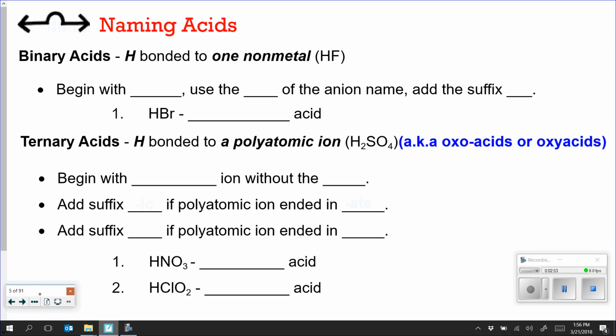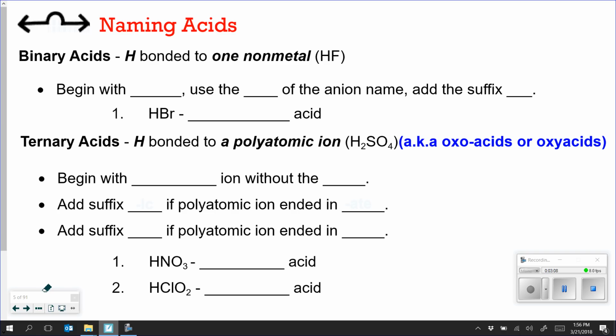We're going to talk a little bit about naming acids. This is just a refresher slide. If you are still confused about how to name acids, it's important that you go back and watch the videos on nomenclature of acids to get a more specific and in-depth review of this concept.